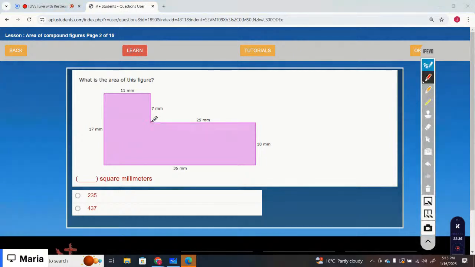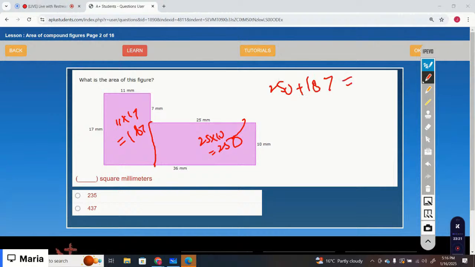What is the area of this figure? Which is the correct option? So for this one, you have to do 11 times 17. And for this one, you have to do 25 times 10. That is 250. 11 times 17 is 187. So you need to add 250 plus 187 is 437. The correct option is option number 2.